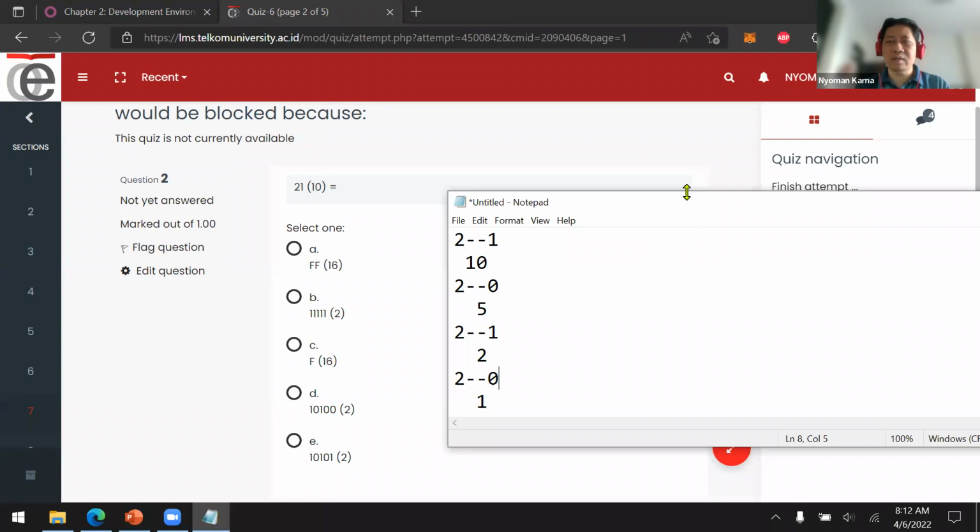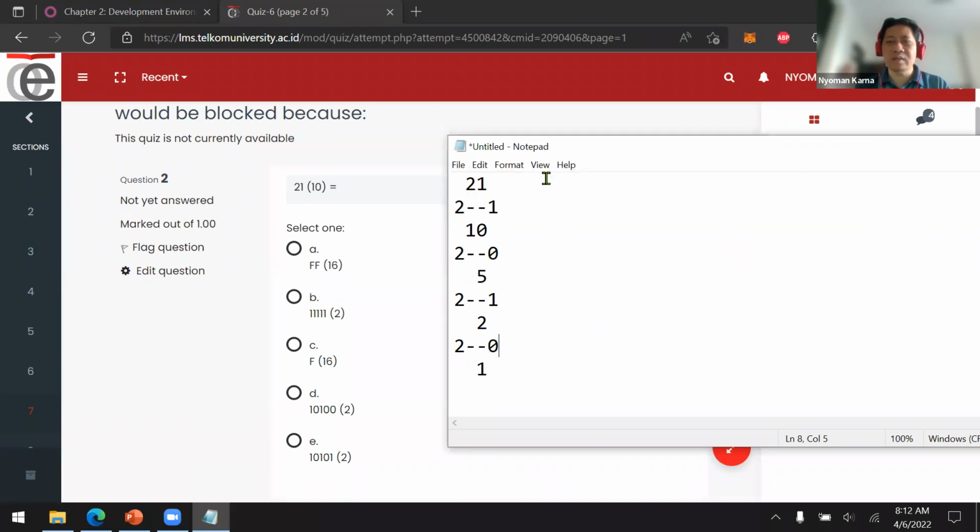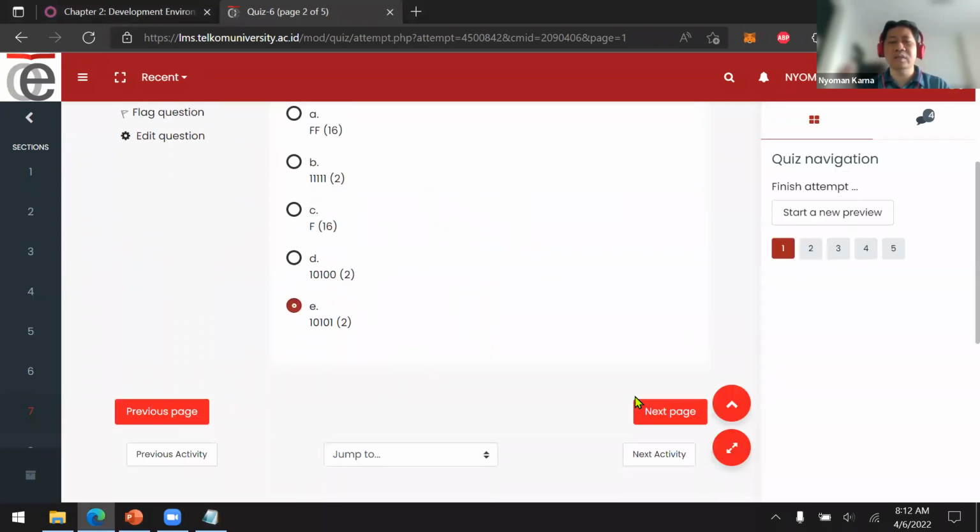So 21 in binary is 1, then 0, then 1, then 0, and then 1. Okay, so it's actually 10101. Do we have something like this as the answer? 10101, oh yes, this one. So this is the answer.